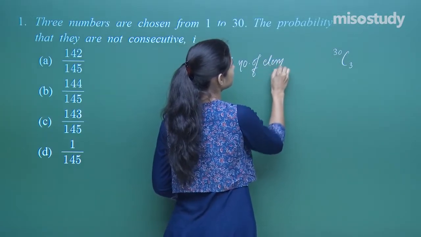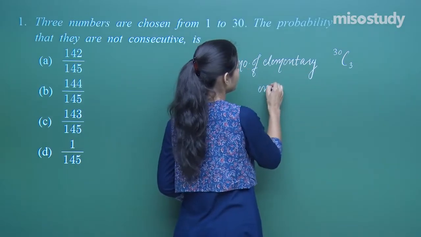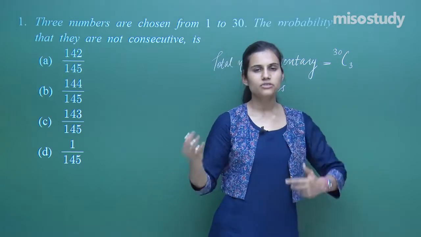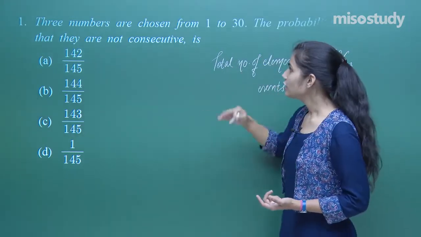This is the total number of elementary events. Out of available 30 numbers, 3 numbers can be chosen in 30C3 ways, right? What is the probability that they are not consecutive?